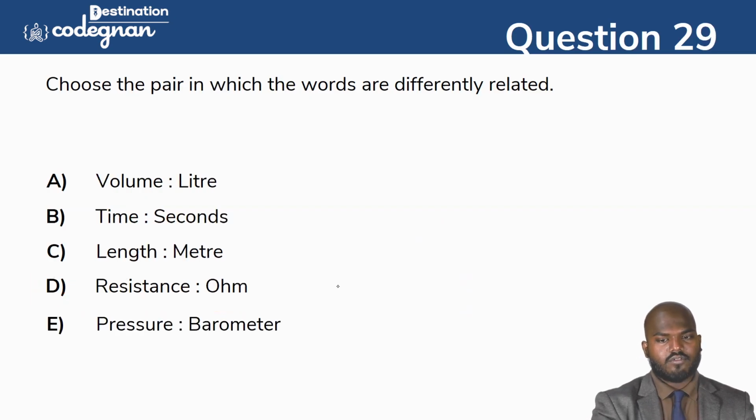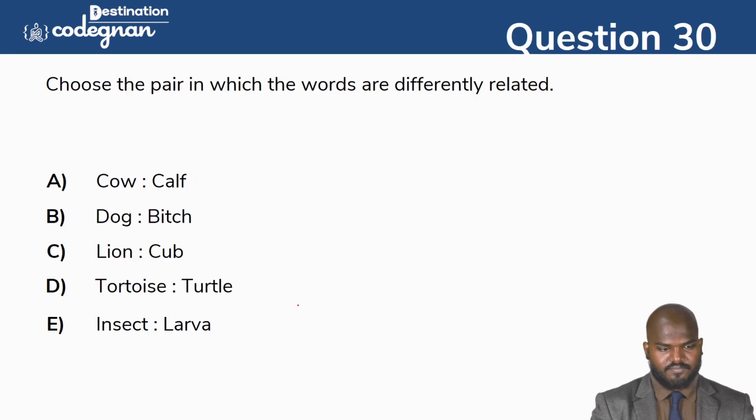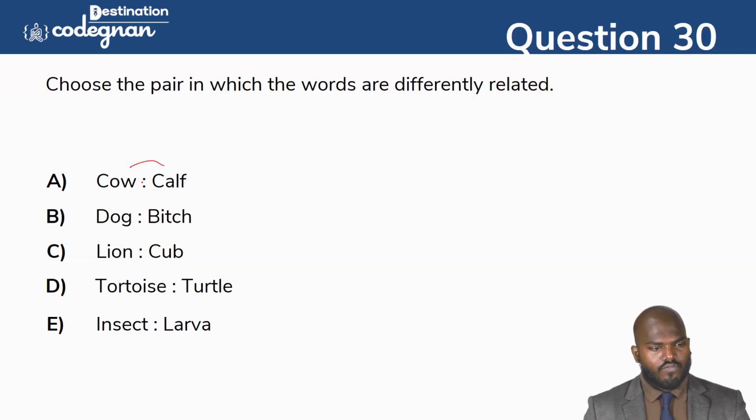Question number 29. Volume, liter. It's a unit. Time, second. Length, meter. Distance, ohm. Pressure, barometer. Pressure is not measured in a barometer unit, so this is wrong. And cow, calf; dog, bitch; lion, cub; tortoise, turtle; insect, larva. Here everything is given as younger one and elder one. So then this is the wrong answer.